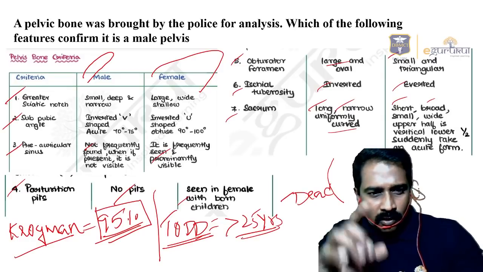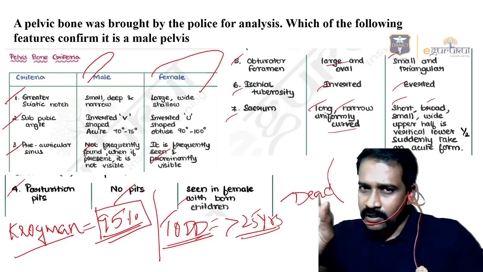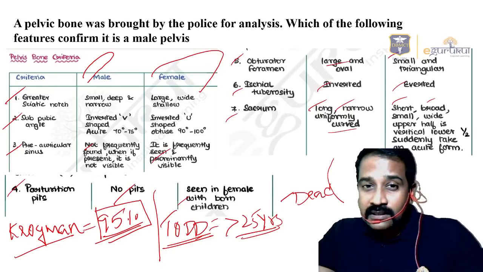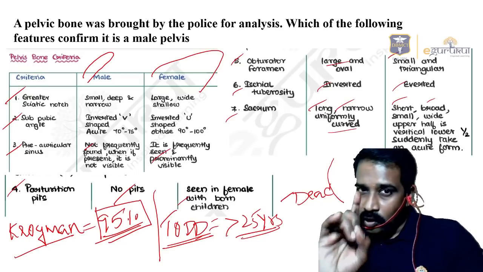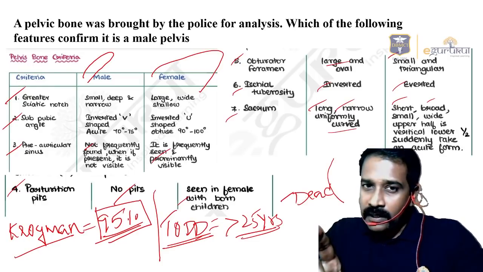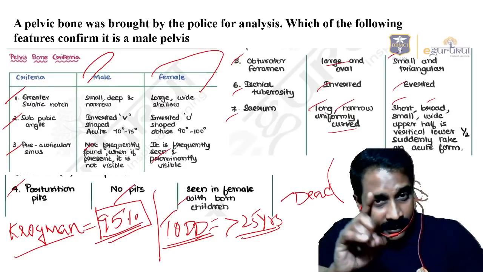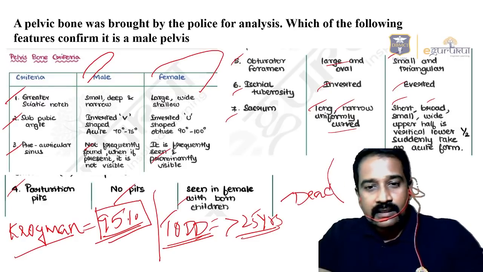So in addition to this, Krogman's and Todd's method is what you need to know. Okay, so pelvis is the best bone to determine the age after 25 years, which is done by Todd's method, not Gustafson's, not by the fusion of the skull suture. It is Todd's method. Right.